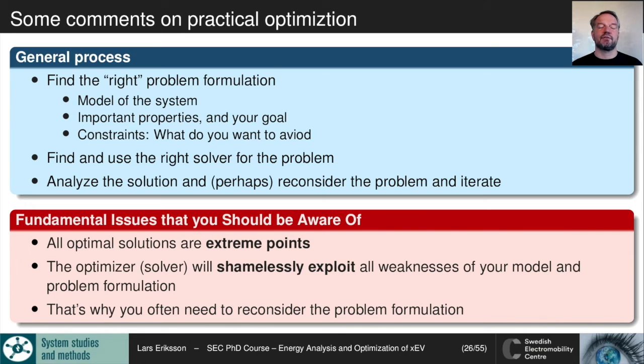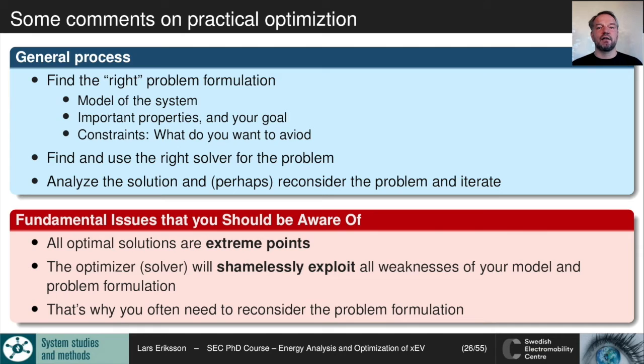Then you might restrict your search options even more. So this is an example of how you could iterate. Another thing that's important to be aware of is that the optimizer will shamelessly exploit all weaknesses that you have in your model. You as an engineer might think of temperatures or pressures as physical quantities. When you throw it on the optimizer, it's mathematics, and the mathematics disrespect your belief in physics.